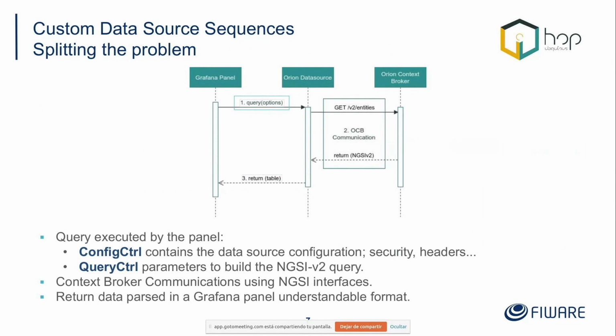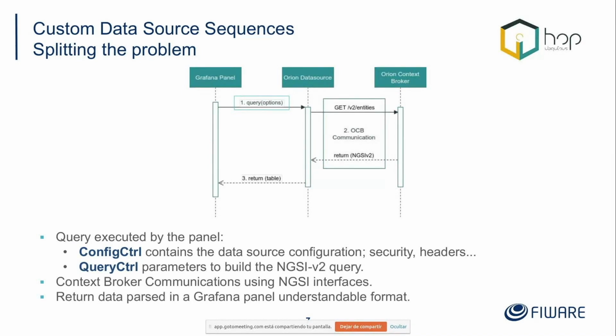Okay, let's put the focus on the Grafana panel query. The Grafana panel query is split in two sides. The config controller contains all the information regarding your data source. What is that information? The URL where you have to point the data source, the security, or even the HTTP header if you are doing an HTTP data source. And the query controller has all the parameters that you want to pass to the Orion data source in order to build the query to the Orion Context Broker.